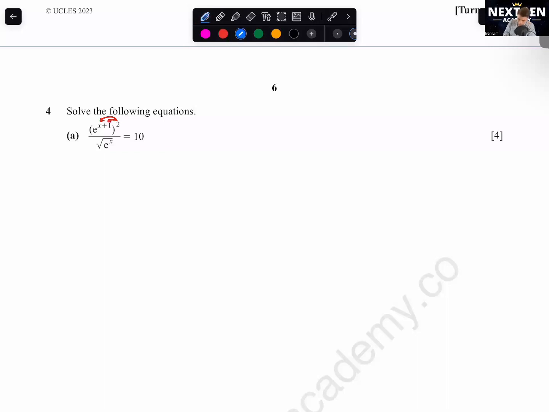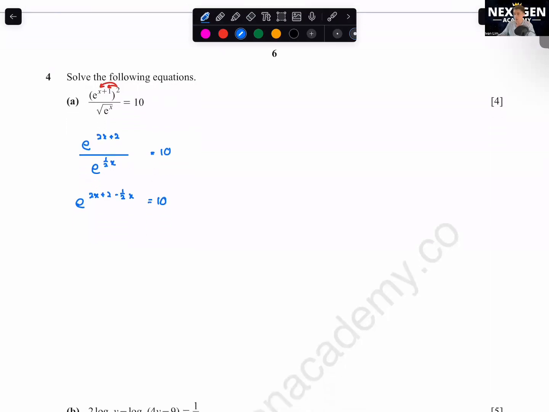So here you get e to the power of 2x + 2 over, for the square root, e to the power of ½x. So these are knowledge of indices. Since it's divide, we can minus the power: e to the power of 2x + 2 − ½x. 2x minus ½x, we'll get e to the power of (3/2)x + 2 equals 10.